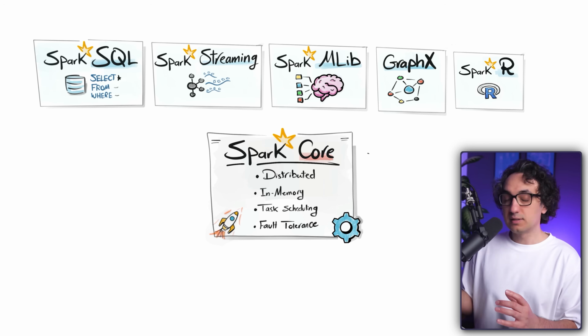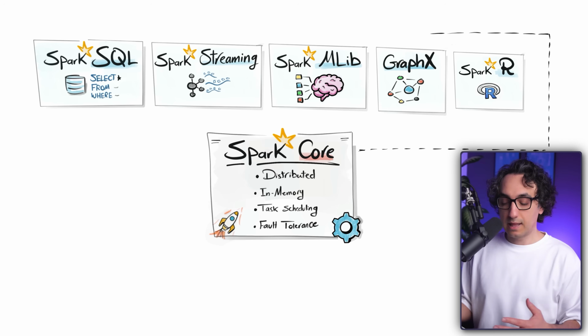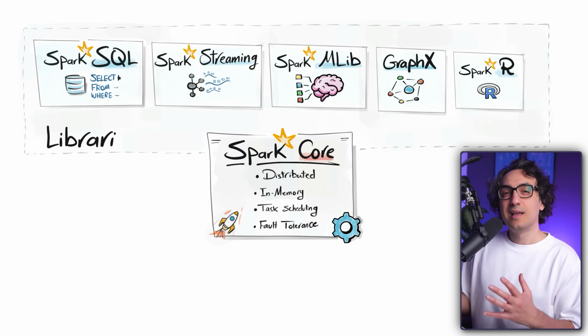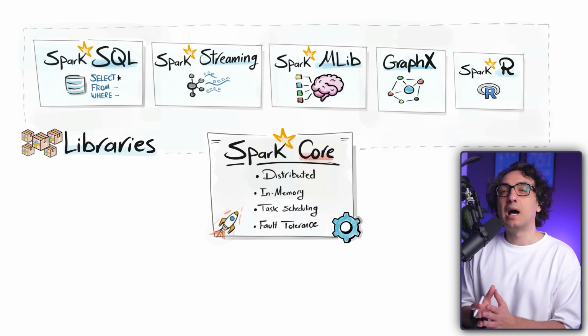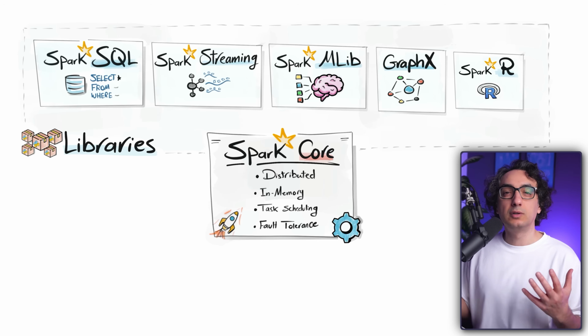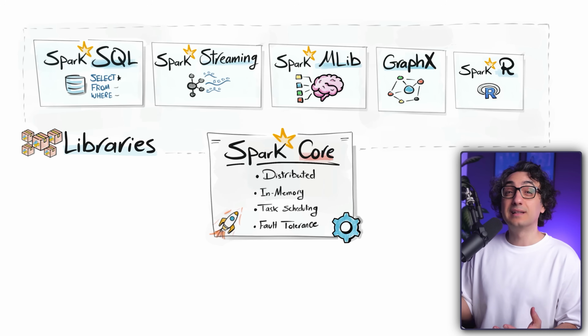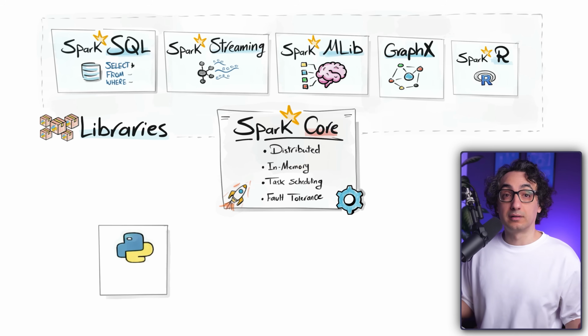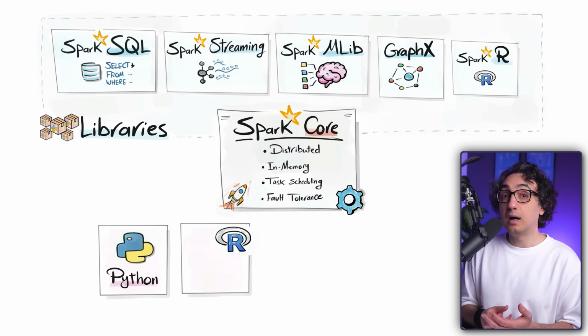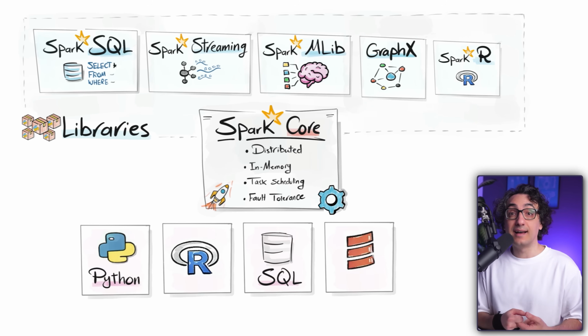So now by looking at this, the Spark Core is the engine, and then you have those different libraries. They are like tools that allow us to do different types of work using Spark. Now another thing in the ecosystem, you can actually use different languages to interact with Spark. So we can use Python, R, SQL, Scala, Java.